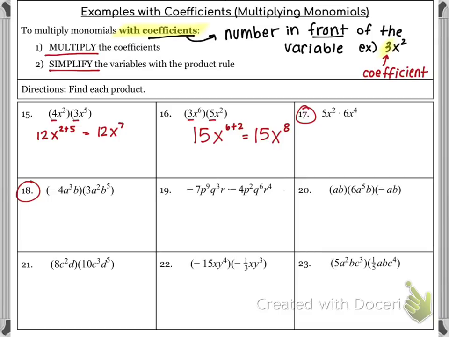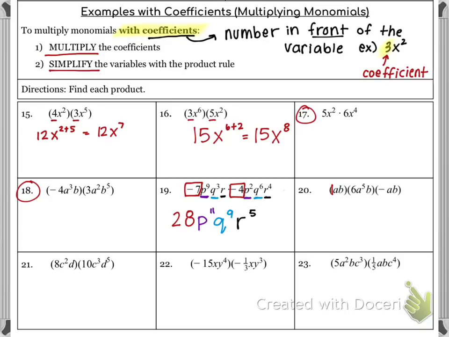Number 19, we're multiplying again. Negative 7 times negative 4 is a positive 28. Then we have p to the 9th times p squared. So remember, we have a p here and a p here. We have 9 plus 2, which is p to the 11th. Then let's look at our q. So q to the 3rd, q to the 6th. 3 plus 6 is 9. Let's look at our r's. We have r to the, don't forget, if there's no number up here, it's 1, right? We have 1 r here. And then we have 4 r's here. So 1 plus 4 is 5.